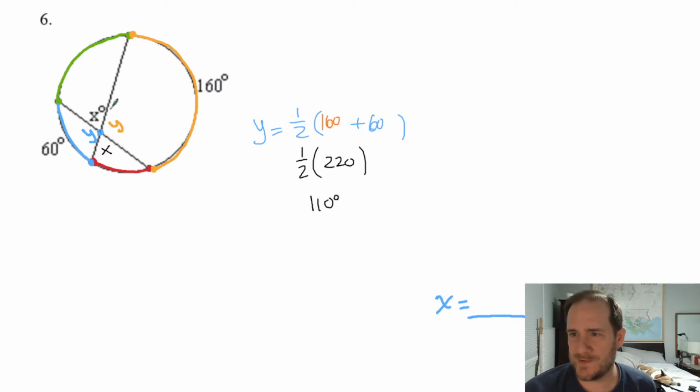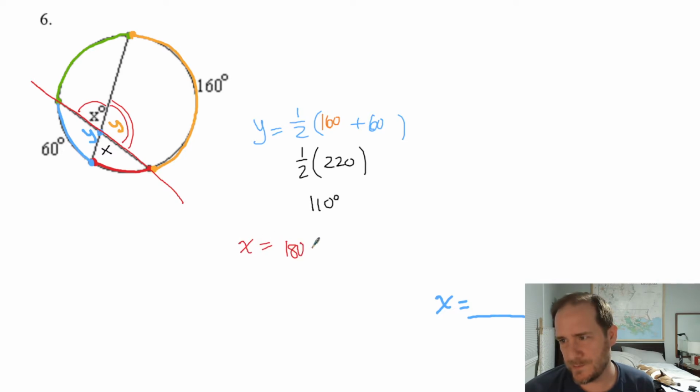Now remember, y is not what we actually want. But we can use it to find the one we want, because we know that angle x and angle y are a linear pair, right? They form a nice straight line, so they have to add up to 180. So we can find x by doing 180 minus y, which is 110, leaving us with 70.